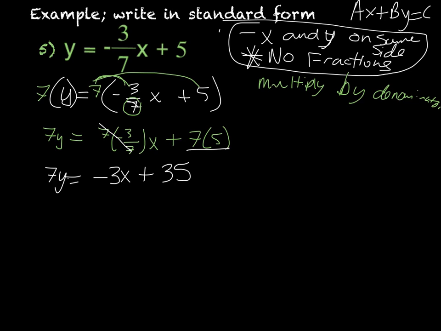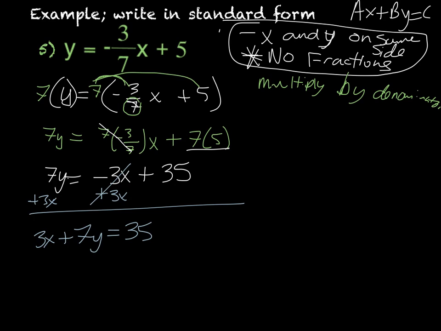Now I just have to get x and y on the same side. So if I add 3x to both sides, remember, x and y are not the same, so I can't actually put them together, but I can write it as 3x plus 7y, and that equals 35. And now, if you look at it, I am of the form a, which is 3, x plus b, which is 7, y equals 35, which is my c. So I am done, and that is my standard form equation. And then if I need to, I can find my intercepts and do what I have to do.